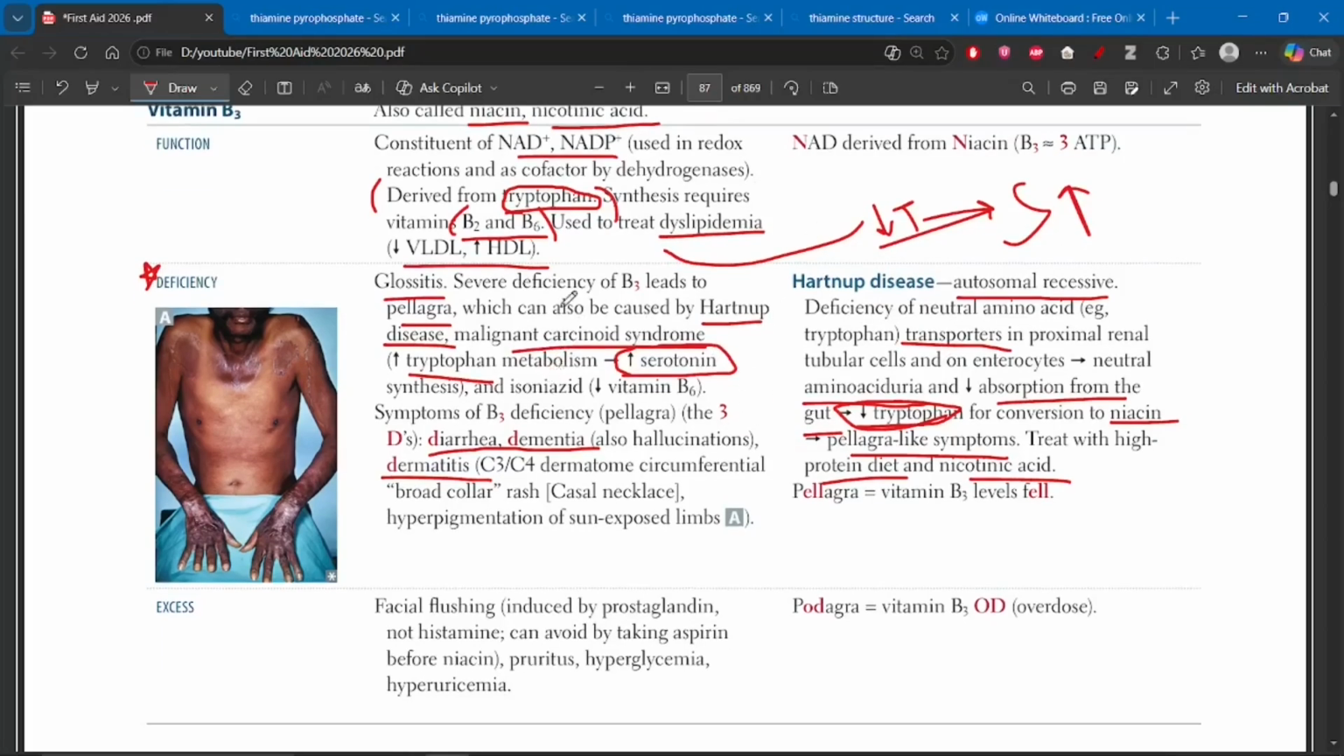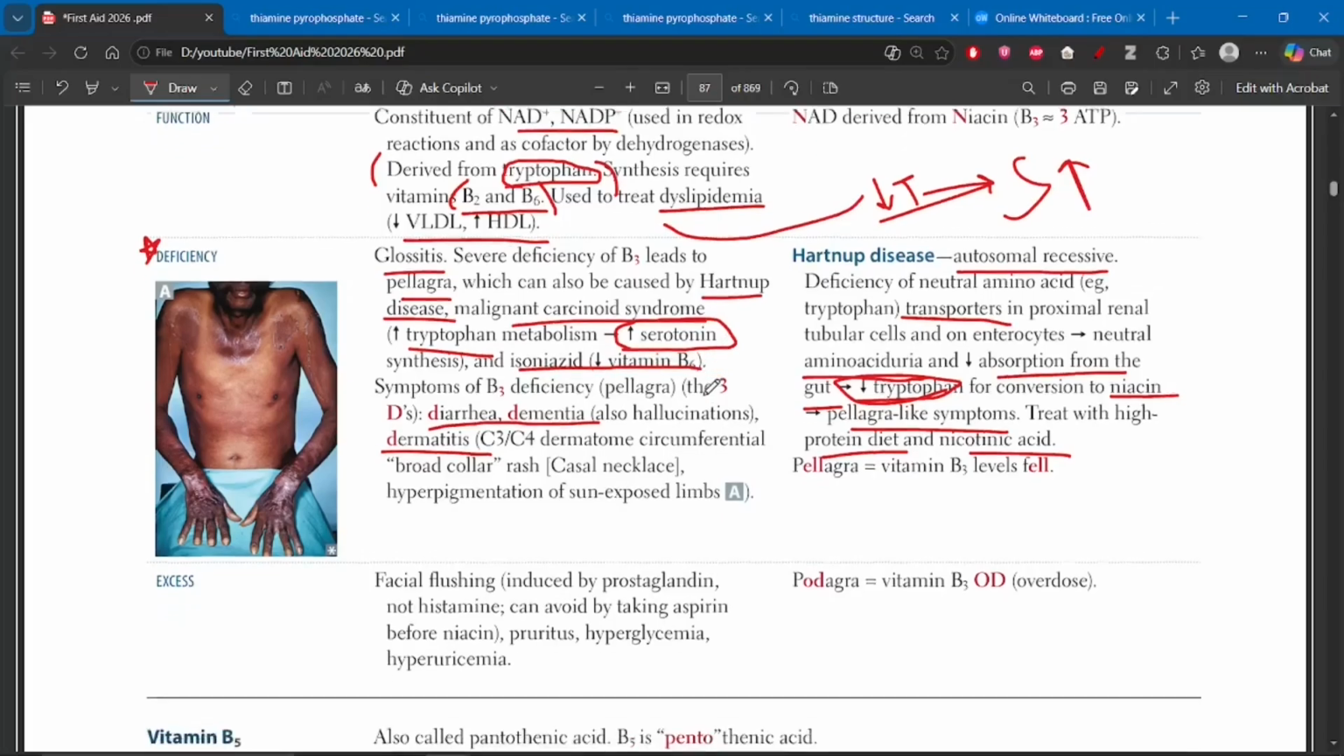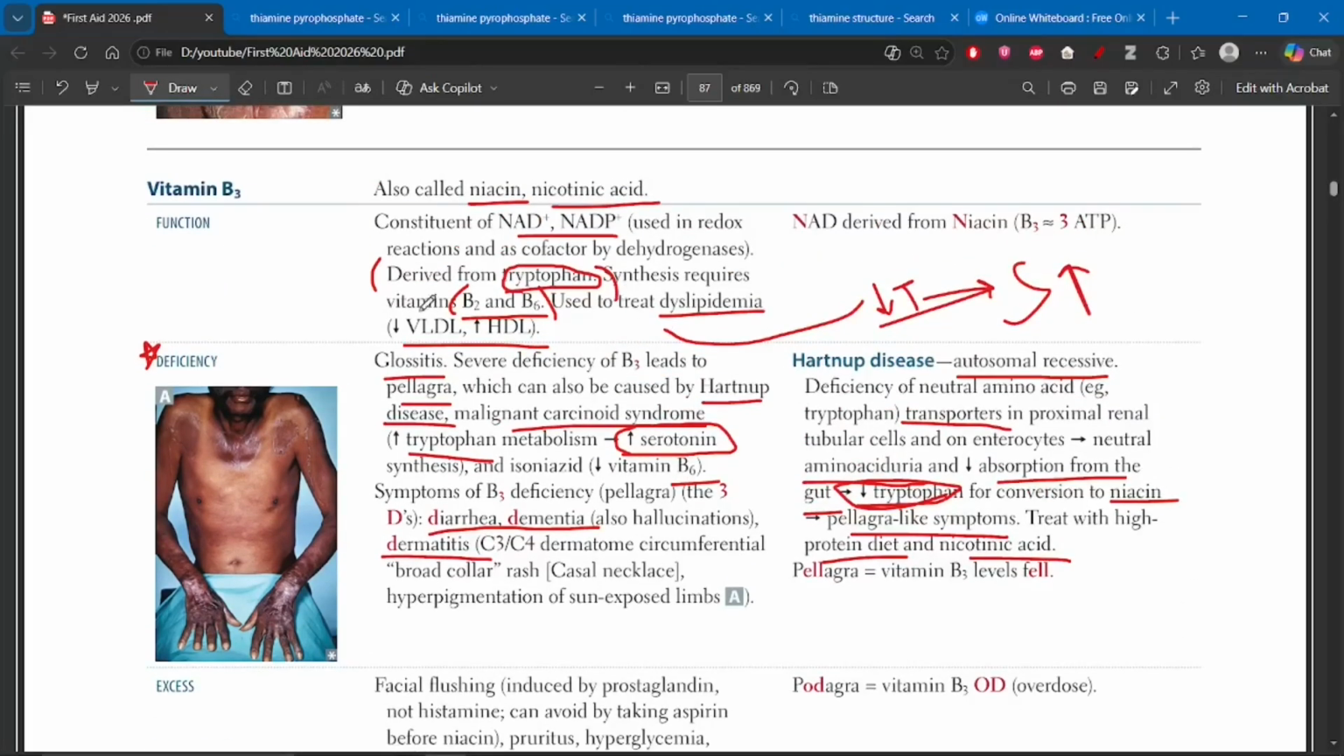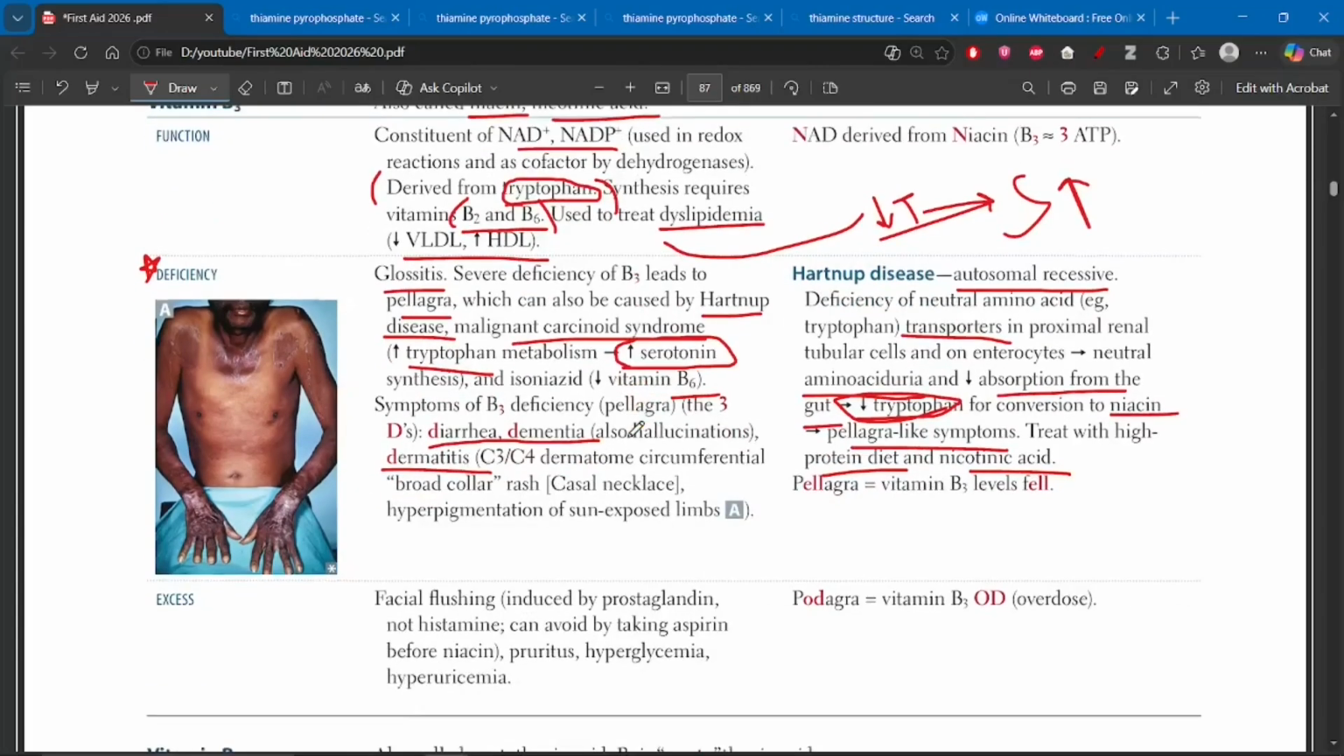So inherent B3 deficiency, Hartnup disease, malignant carcinoid syndrome, and isoniazid, because isoniazid can lead to a deficiency of vitamin B6. So over here, we studied that we need vitamin B2, B6, and tryptophan for the formation. So tryptophan deficiency occurs in Hartnup disease or malignant carcinoid syndrome, and there is inherent B3 deficiency. But B6 can also be deficient when the patient is taking isoniazid.